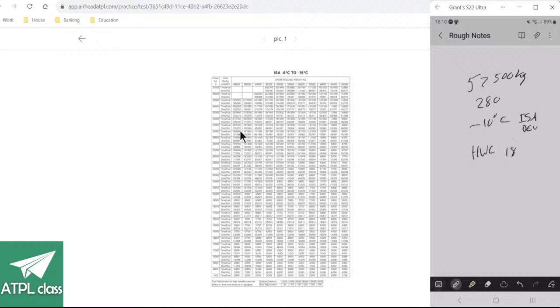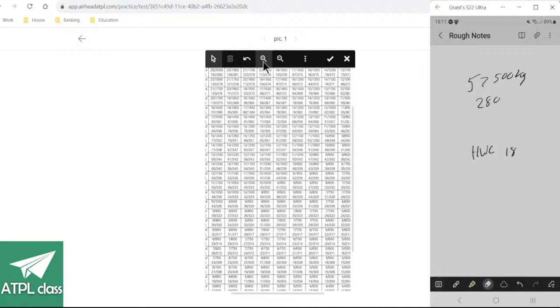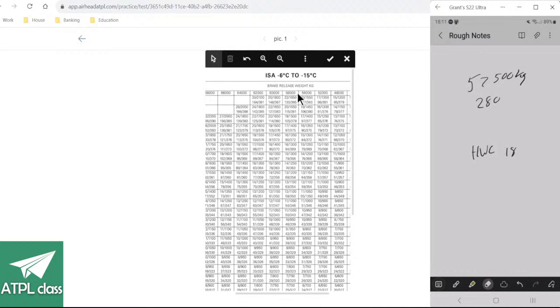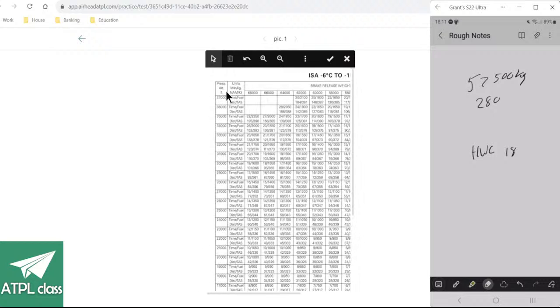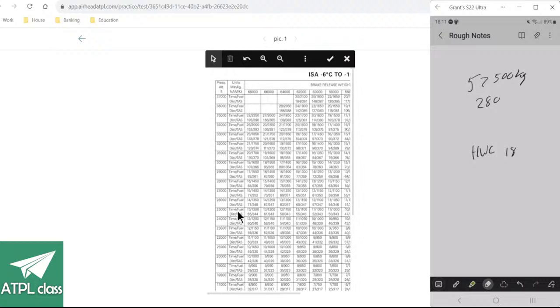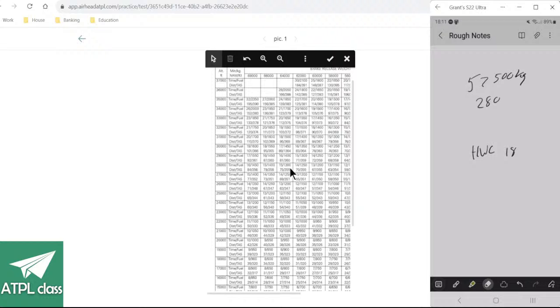Okay, wow, what a graph. So first thing I'm noticing is they've given us one graph to cover ISA minus 6 to ISA minus 15. So that's the ISA deviation bit covered, I believe. Then we've got 57,000 kilograms brake release weight, which looks like it's going to have to be interpolated between the 58 and the 56. And we've got pressure altitude of 280, so 280 is here.